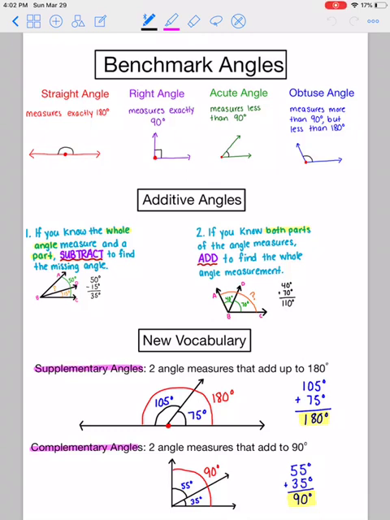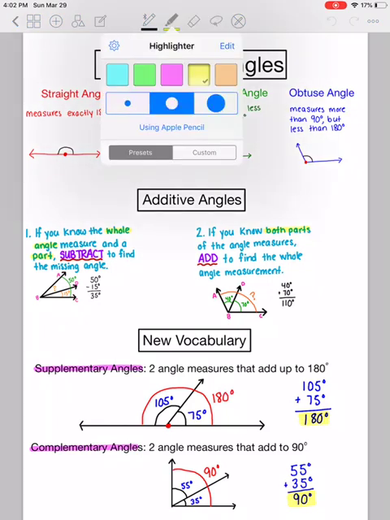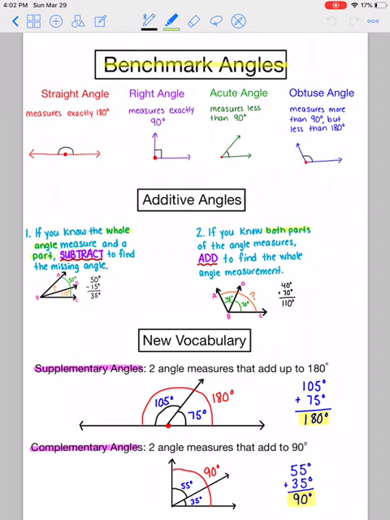I created this anchor chart for you guys to use as a reference when you are measuring angles. So the first thing we're going to review, and this is from a previous unit, is benchmark angles, because this is what's going to help you when you are trying to find the value of some unknown angles.